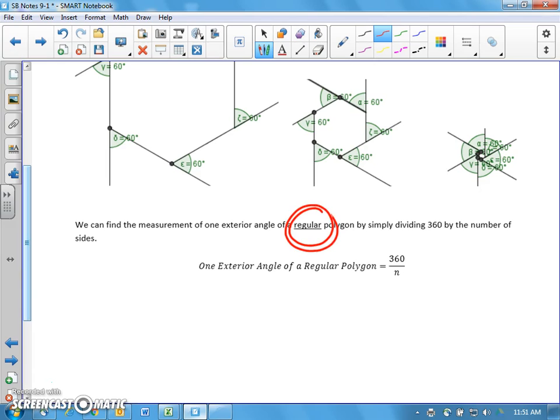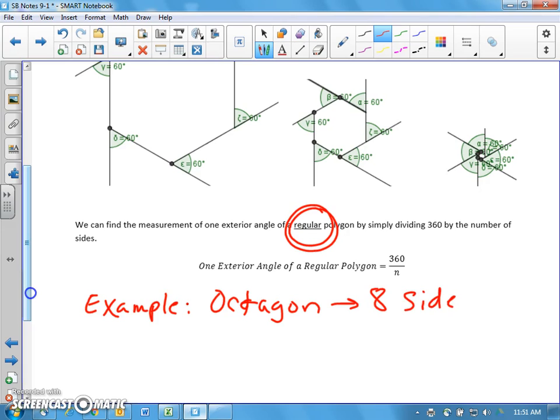The word regular is important. This means that all the sides and all the angles are congruent in your figure. So let's do an example here. Let's take an octagon. How many sides does an octagon have? Hopefully you know that would be 8. So if it has 8 sides, then we know that the sum of the exterior angles is 360.